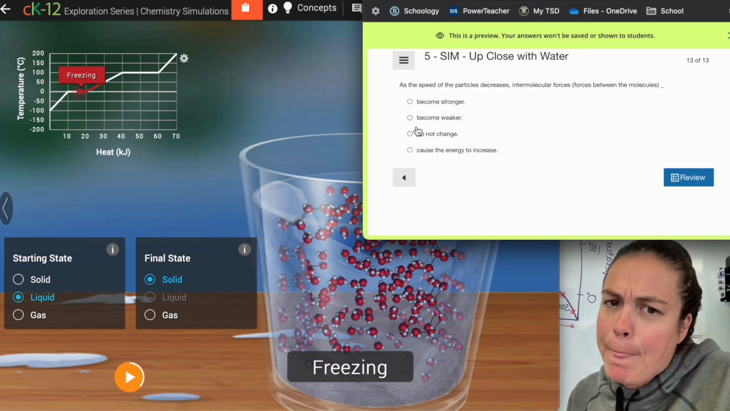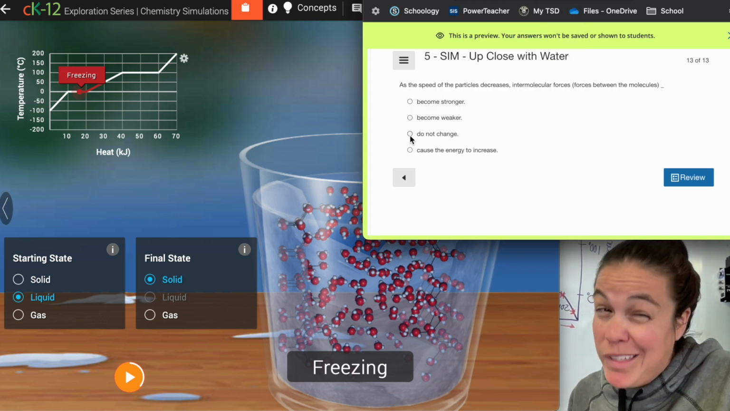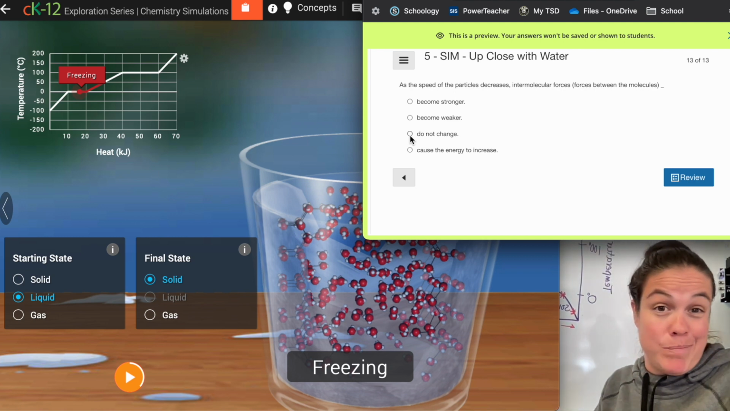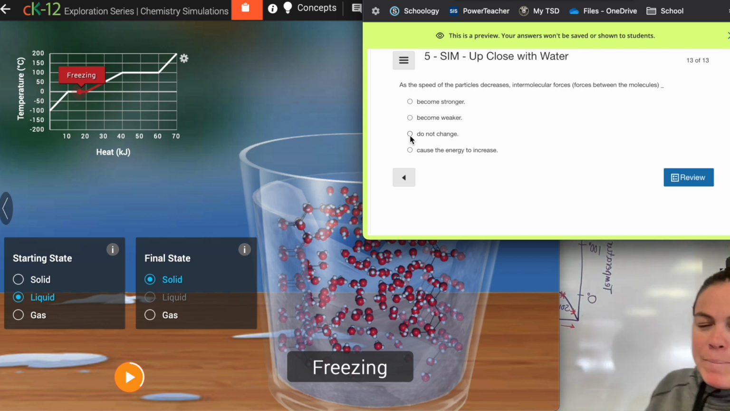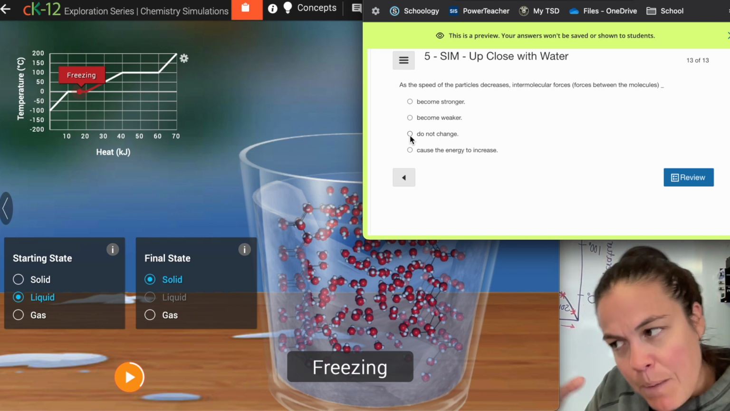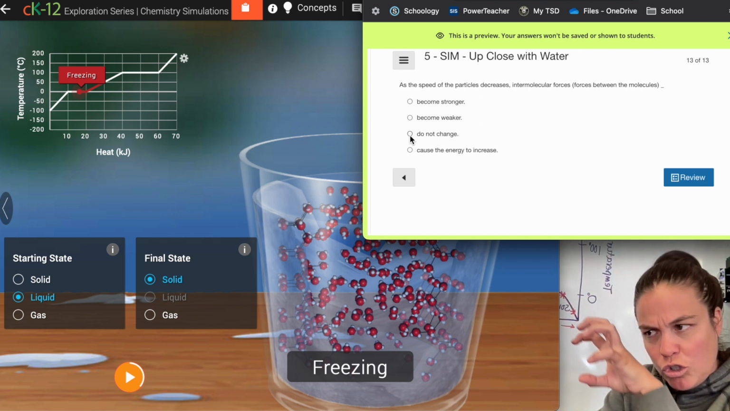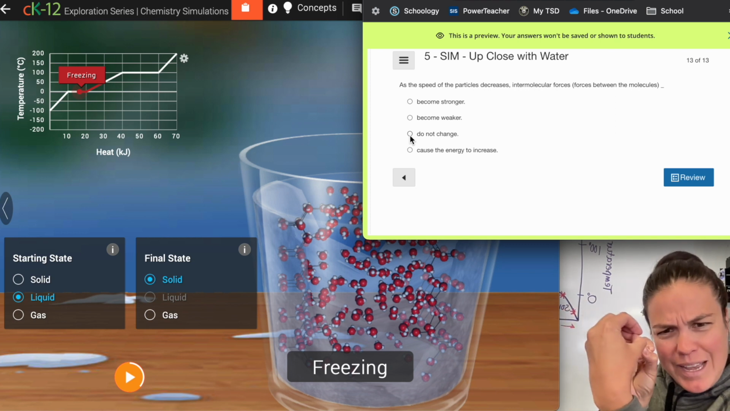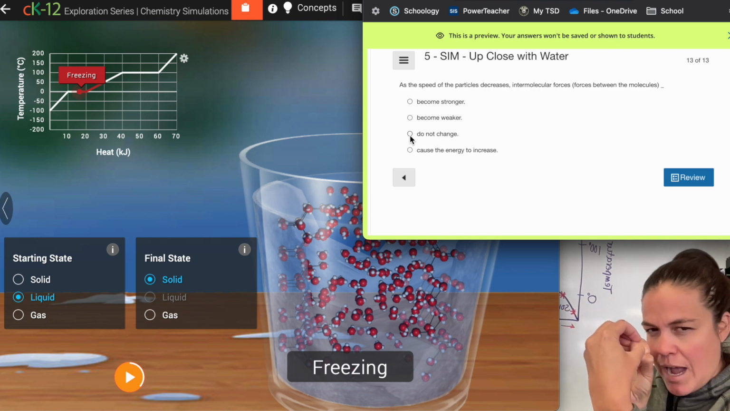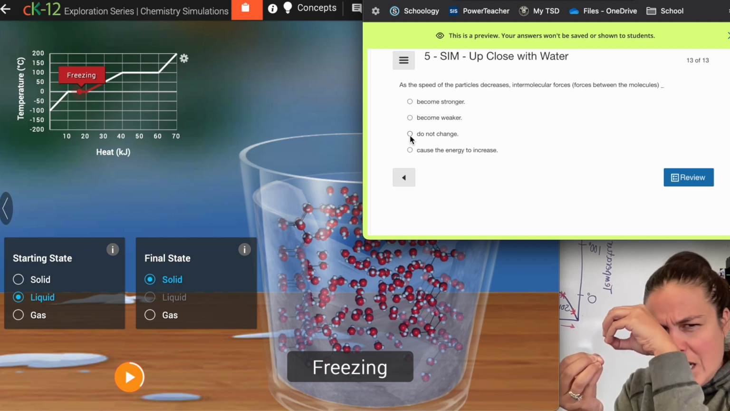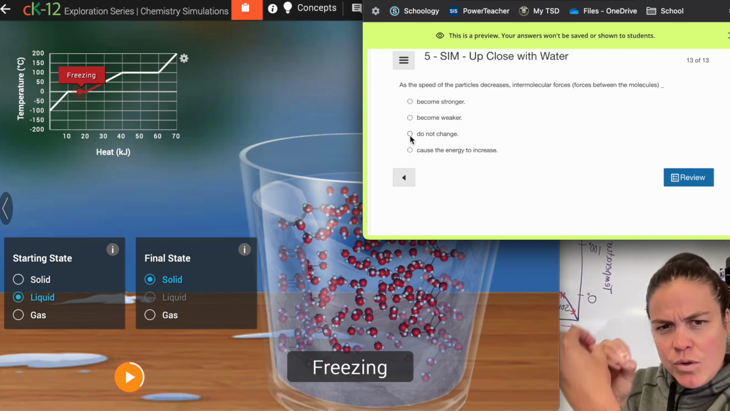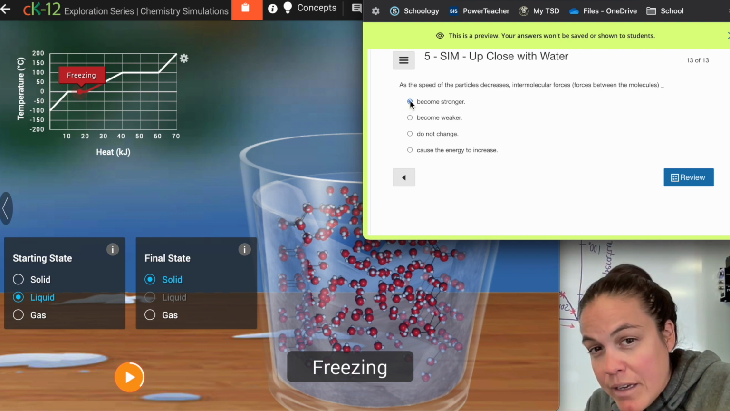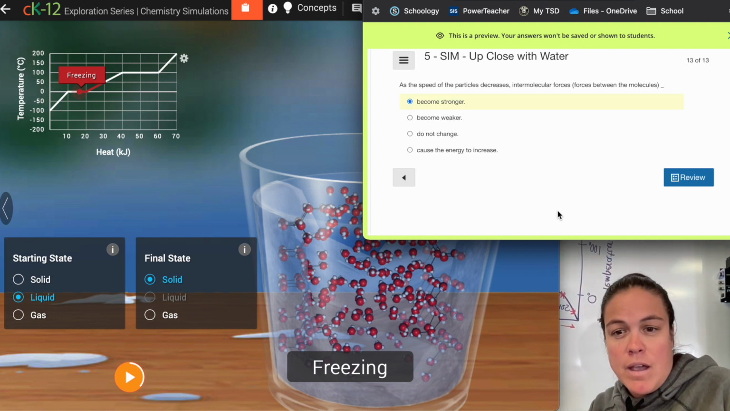Okay, well, we don't really know the answer to this. This is a straight up guess at this point, based on what we're looking at. But I would guess, since the particles are slowing down, those intermolecular forces are probably holding those molecules together more. Okay, so those intermolecular forces are actually becoming stronger.